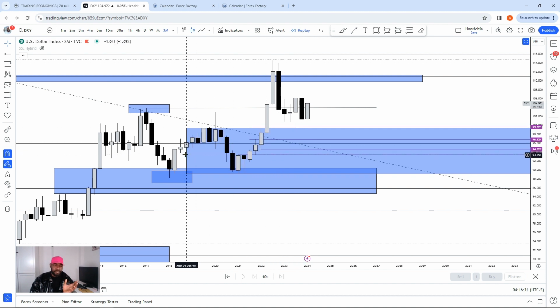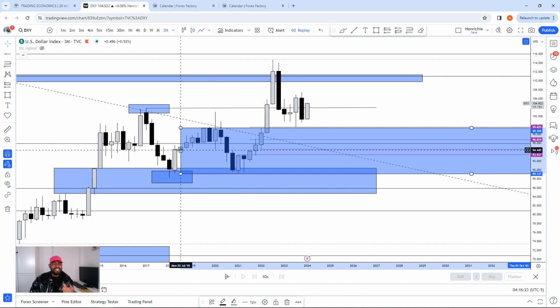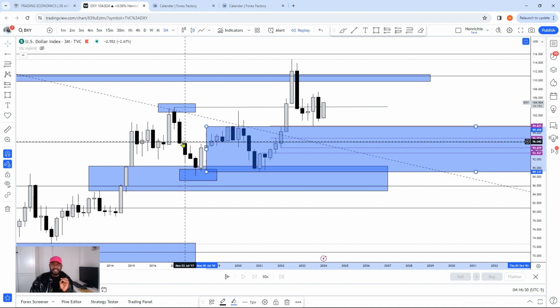Why is it high probability? Because we derived this key level using the higher time frame. And you have to understand that for these higher time frames to play out, it's going to take ages. It could take months, years. It's not something that is going to happen tomorrow or next week. It's going to take time.